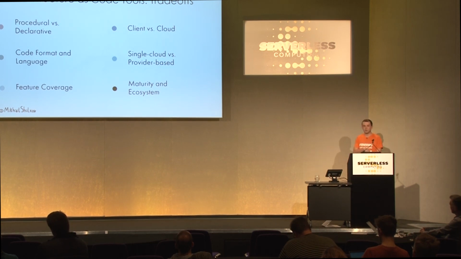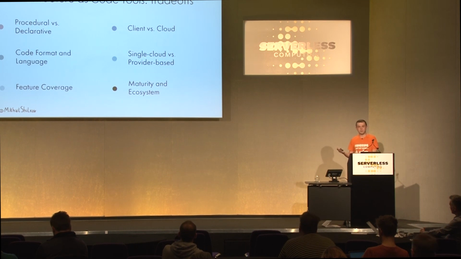You can choose between procedural scripts versus declarative desired state. The tool can run on your machine like Terraform versus being deployed from the cloud itself. We discussed all the different code formats and languages. Pick the one that you like. It can be a single cloud or provider-based with multiple clouds and multiple pluggable tools. Feature coverage may vary, so if you're really using a lot of features, maybe a native tool is going to work better. And of course, an important factor is maturity and ecosystem, whether you can find examples, documentation, whether it's stable, whether it works as advertised, and so on and so forth.